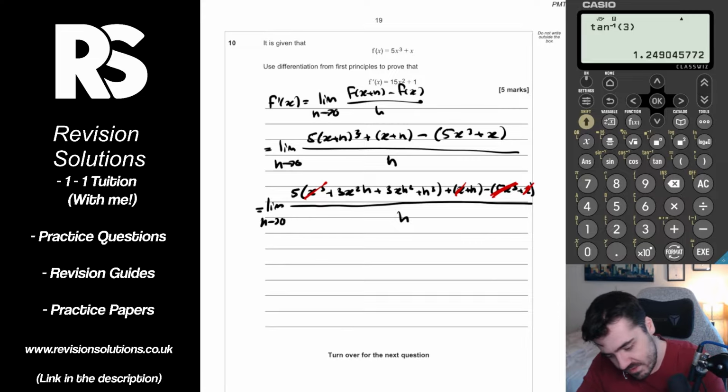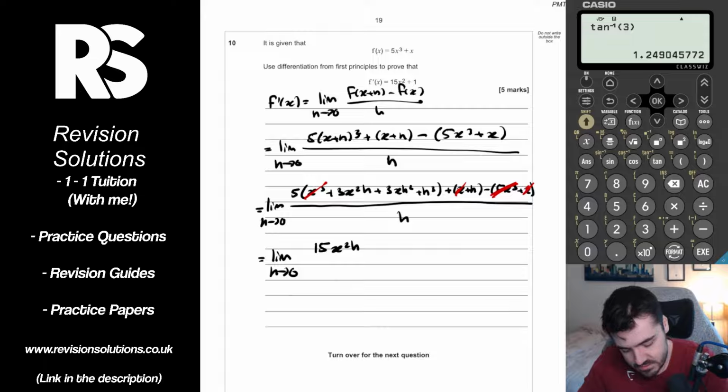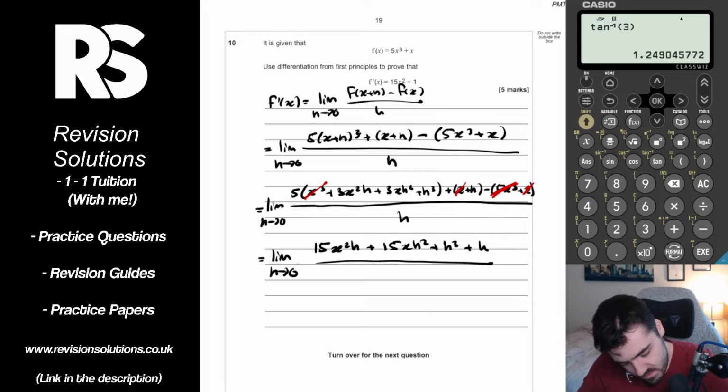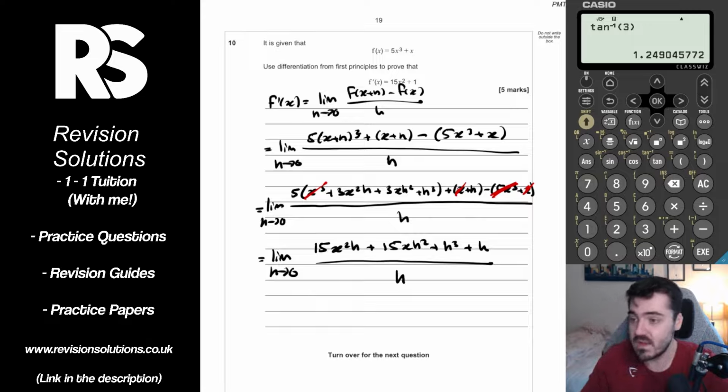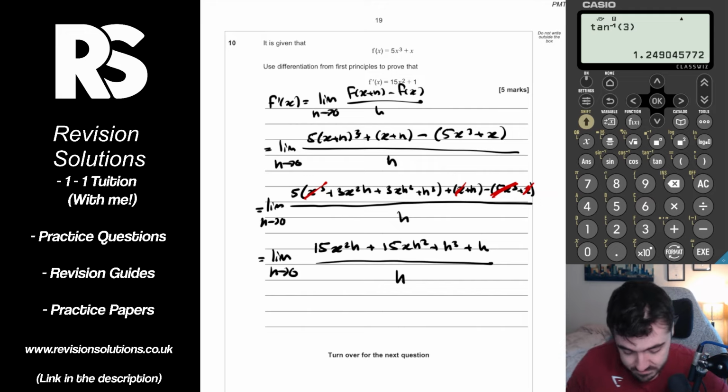And now let's see what we've got left if we expand out. So that's going to be the limit as h tends to 0 of 15x squared h plus 15x h squared plus 5h cubed plus h, all over h. So now everything has an h, you'll notice. That's always what we're looking for, because then we can get rid of the denominator, which is why we had to do this, because we can't divide by 0. So let's cancel off the h.